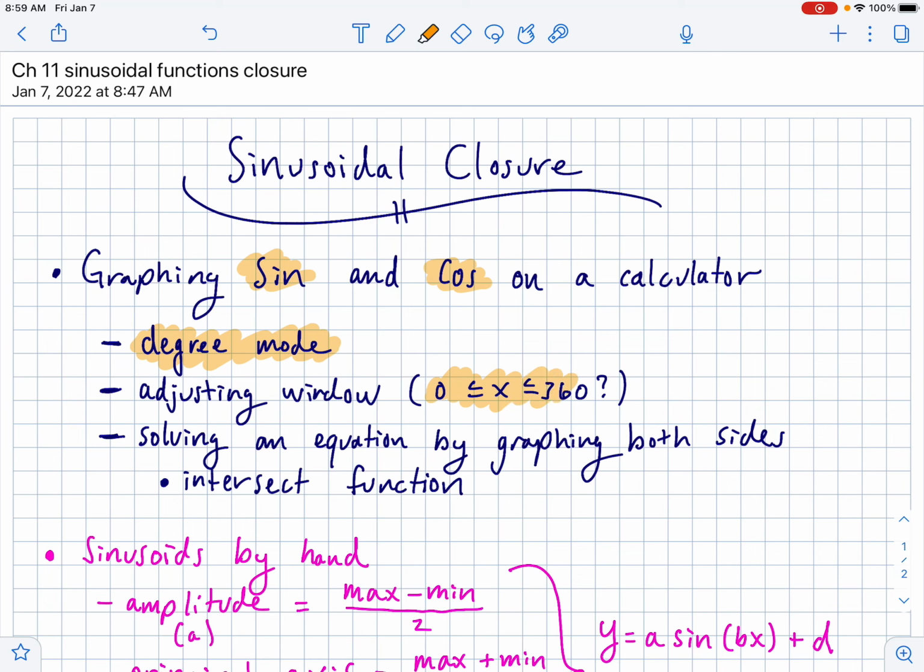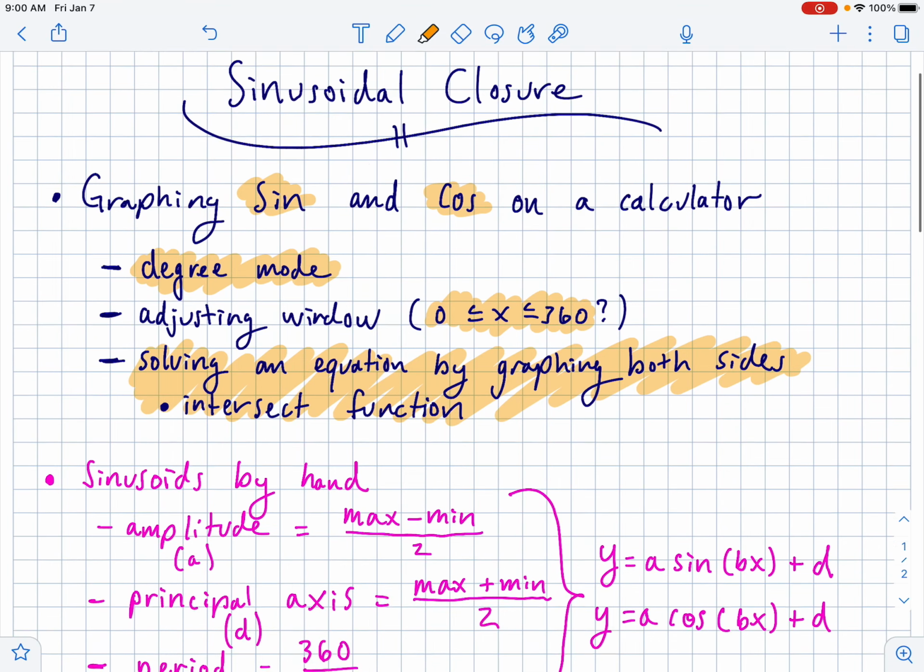A lot of times the domain is 0 to 360, but there's other problems like word problems that came up where the domain was not 0 to 360. The domain was like 0 to 12 because it was 12 months or something like that. You should definitely know how to solve an equation by graphing both sides and seeing where a line intersects a sinusoidal function. There's usually multiple times where a line crosses a sinusoid, so you might have to run intersect a couple times on a problem.